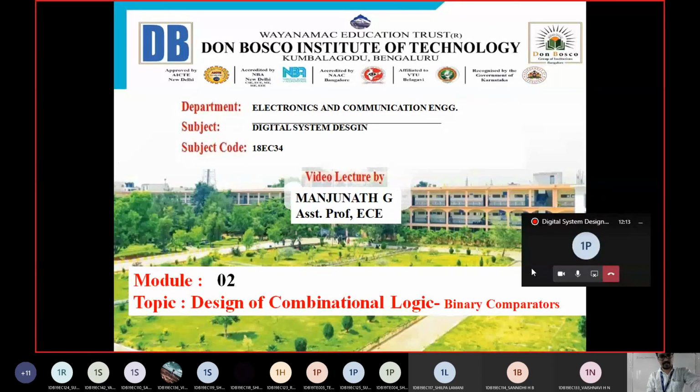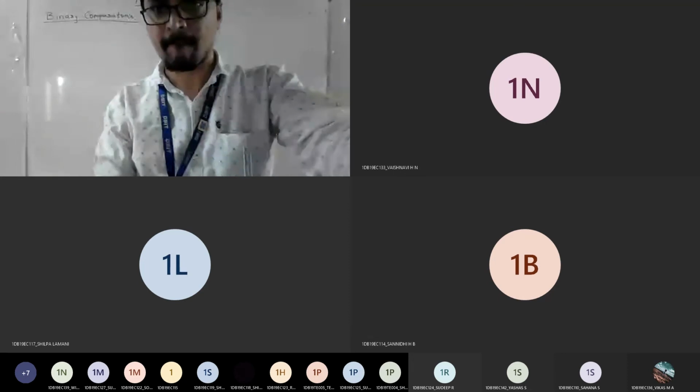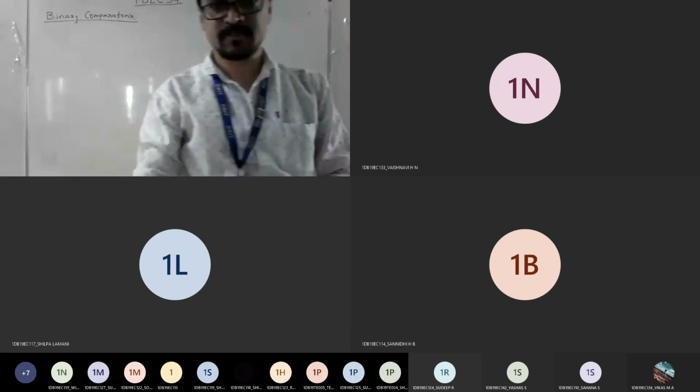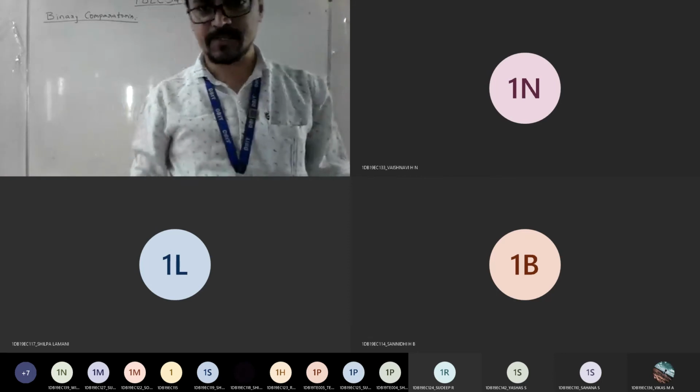So in the last class, we discussed your mux 8:1 and 4:1, how to realize them using a Boolean expression and how to get a logical diagram of that. Any doubts, anyone with that? So today we'll go with the next topic called binary comparators.